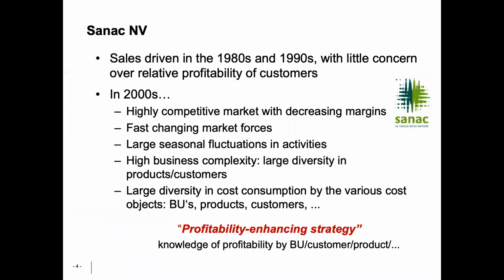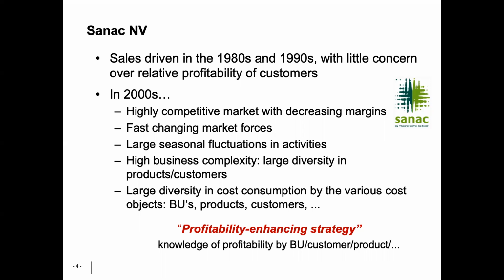Now, the sales in the 1980s and 1990s were quite good, and there was little concern over relative profitability of customers. But in the 2000s, things have changed. The market has become much more competitive. Margins have come down, and there are fast changing market forces in play. Seasonal fluctuations have increased in terms of the activities that they have to do. There is higher business complexity, large diversity in products and customers, as well as large diversity in cost consumption by various cost objects. These cost objects could be business units, products, customers, etc.